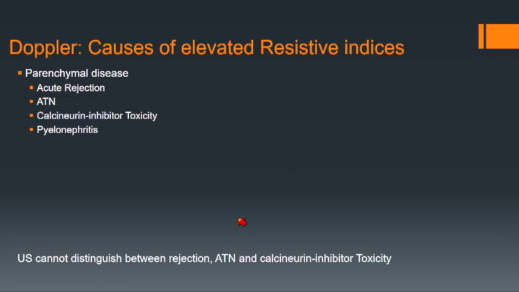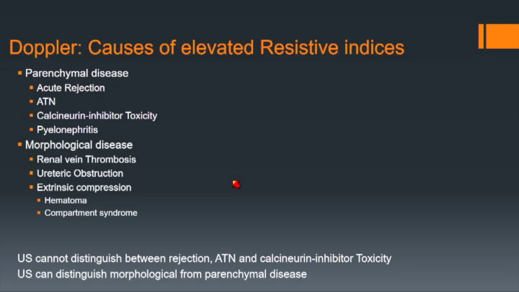So I'm just going to briefly cover the causes of elevated resistive indices or elevated peripheral resistance inside the transplant kidney. You can put them in two broad categories. There's parenchymal disease, which is rejection, ATN, immunosuppressive drug toxicity, and pyelonephritis. And the take-home point here is that ultrasound cannot distinguish between these, generally speaking.